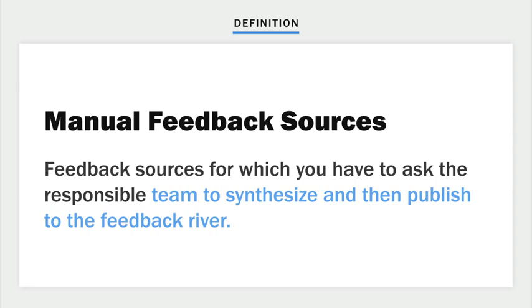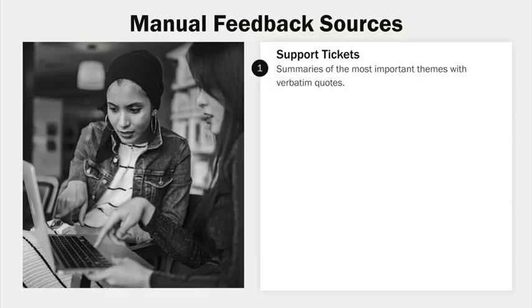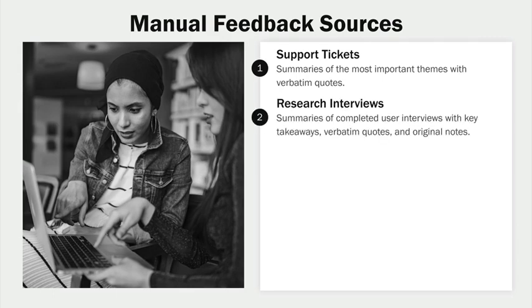The third step is to integrate your manual feedback sources into the river. Manual feedback sources are feedback sources for which you can't programmatically collect and publish inputs. Rather, you have to ask the responsible team to do some level of synthesis and then publish to the feedback river. This would include sources like support tickets, summaries of the most important themes coming out of customer support tickets. A designated lead publishes the top issues with representative verbatim quotes. Research interviews, summaries of completed user interviews. The research lead publishes the key takeaways with representative verbatim quotes along with a link to the original raw interview notes.